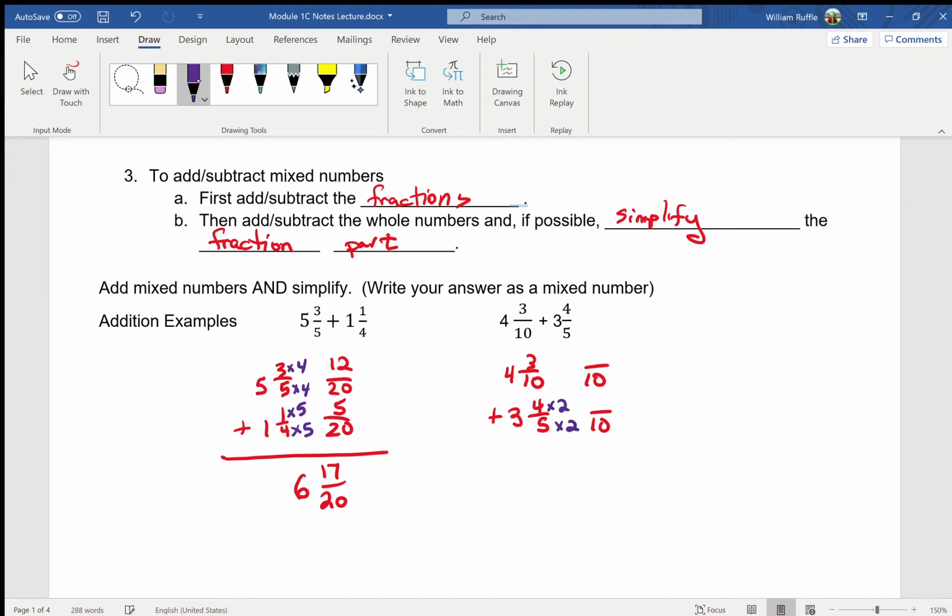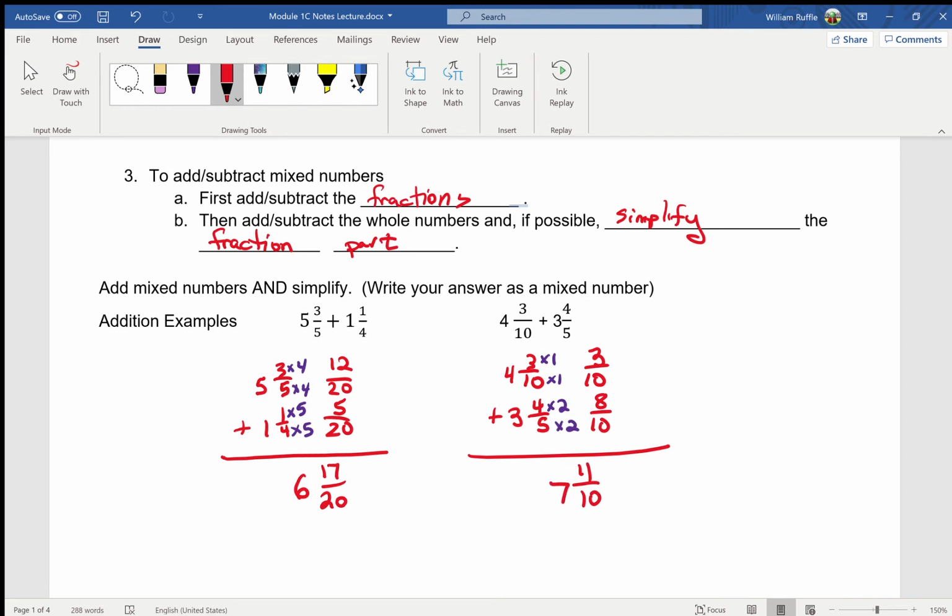I don't have to write this, but some people feel comforted with that because I'm really multiplying each of those by 1. That's 8. 3 times 1 is 3. So I added up. 3 plus 8 is 11 over 10. 4 plus 3 is 7.